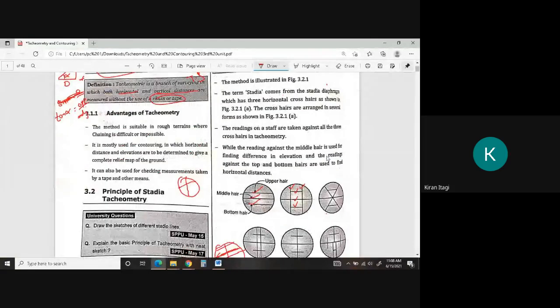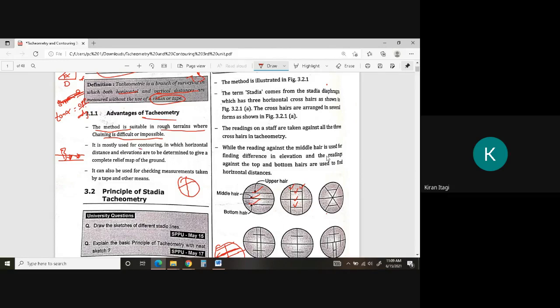What are the advantages of tachymetry? This method is suitable for rough terrain where chaining is difficult or impossible. Where you are not able to take the chain or tape, and it is very difficult to measure, at that time we use this method. For example, this is your ground, and there are n number of trees or bushes, so it is not possible to lay your chain or tape. At that time we go for tachymetry.